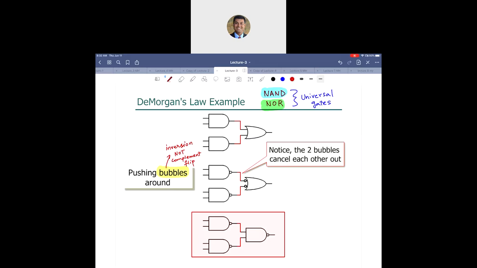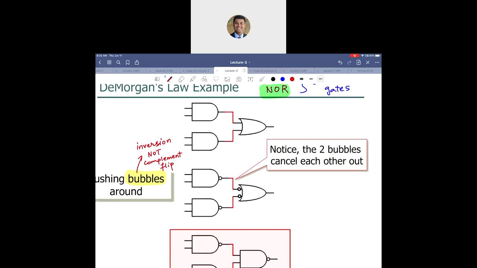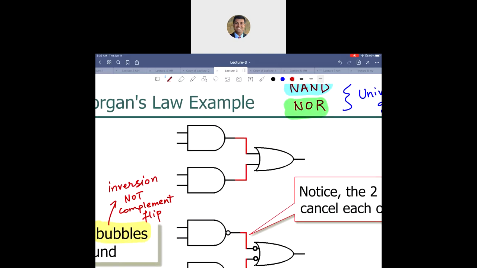So let's take a look at this example, and this is supposed to be fun. This is supposed to be easy. Don't get overwhelmed by this discussion. It's supposed to be fun because it's all drawing things and sketching things and pushing bubbles around in a schematic.